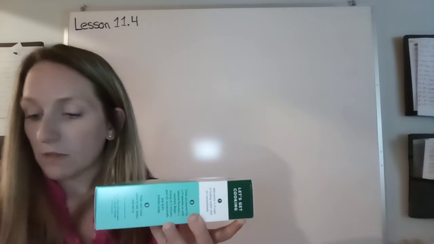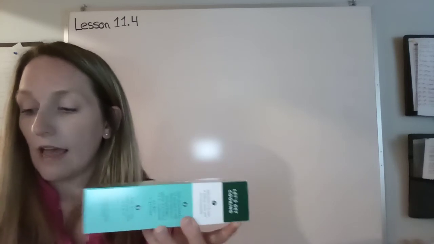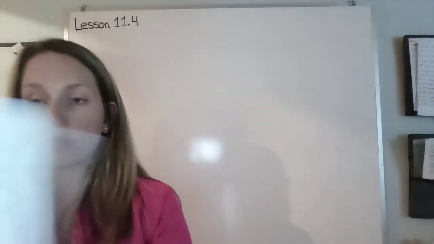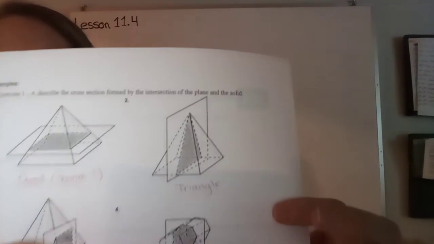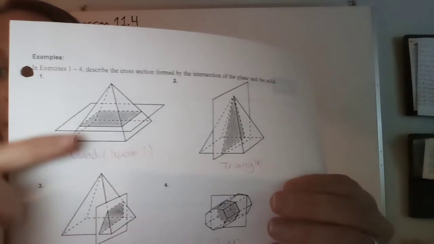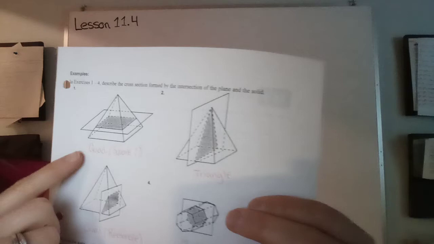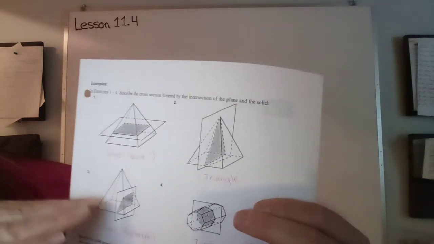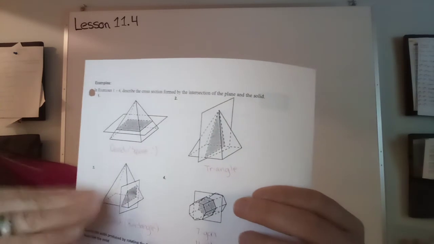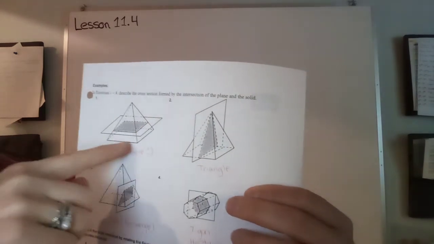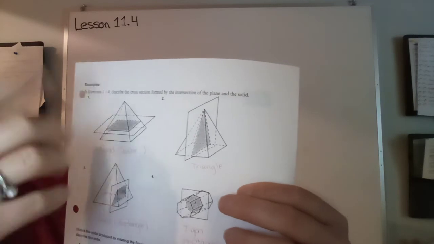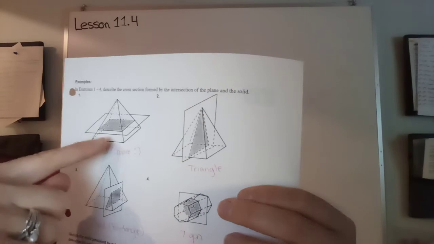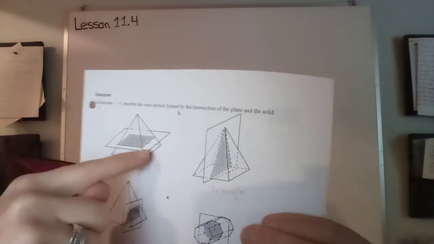Next, we have a cross section, and I'm going to have to show you the examples in the notes for this. The cross section is the intersection of a plane and a solid. Let me show you. On page 19 in your notes are some good examples of cross sections. Here we have a pyramid, and we have a horizontal plane intersecting the pyramid. The horizontal plane is parallel to the base, which is a four-sided figure, a quadrilateral. We'll call it a square. I have square in parentheses because I'm not 100% sure if it's a square. So the cross section will be a square.